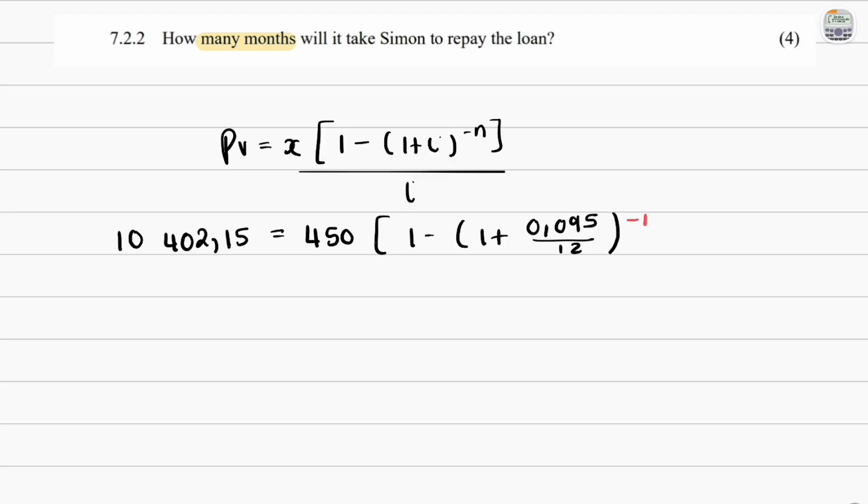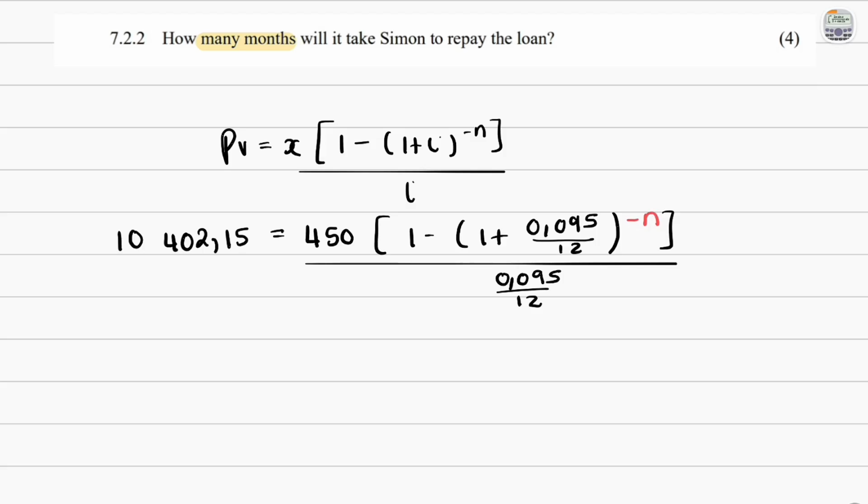So it's raised to the power of negative n because we need to find out how long it's going to take him to pay back this loan. So all over the interest, which is 0.095 over 12. Now notice how I'm not multiplying this by 12 because it's not necessary in this case.